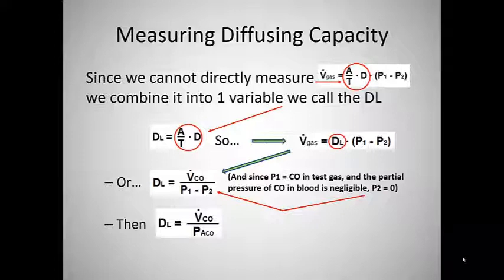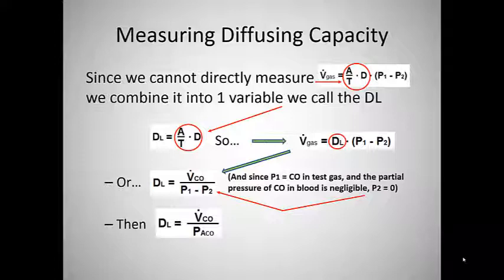Okay, we combine them into one term because we can measure the amount of gas that transfers, and we know what our partial pressure is. We can actually determine that of the gas we use, like carbon monoxide, to calculate the diffusing capacity. Seems relatively simple, the principle. Okay, well, it starts out relatively simple, but we're going to make it a lot more difficult.